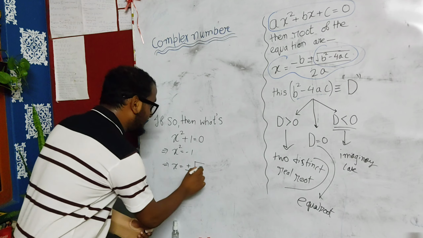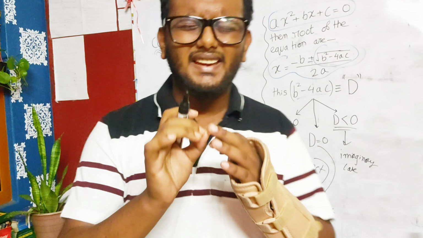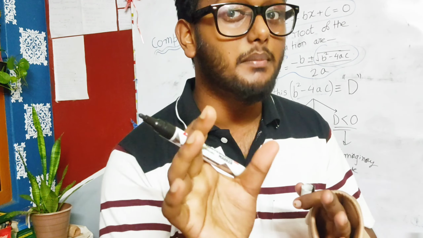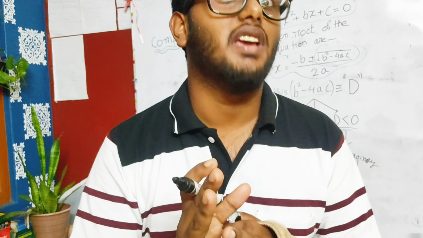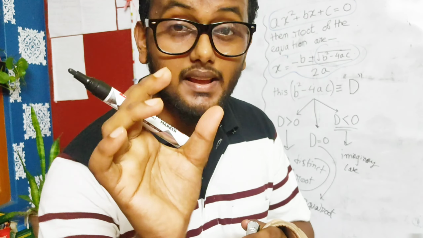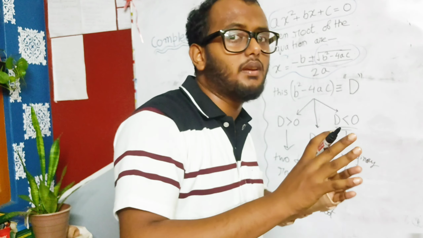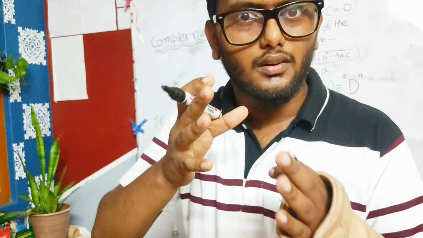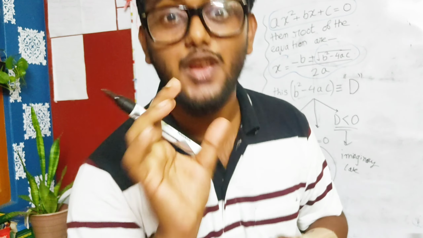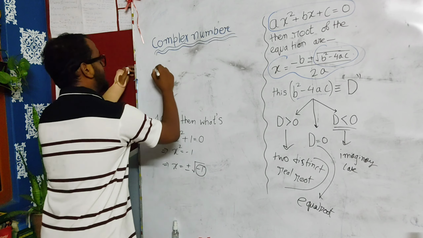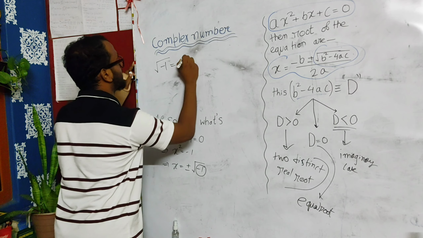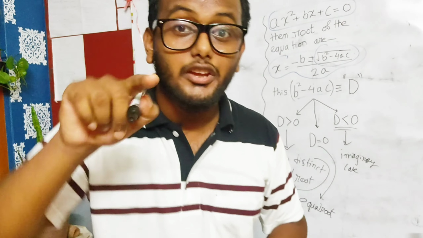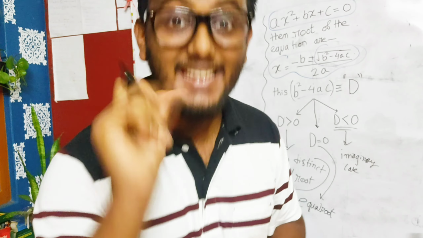Now, to solve this type of problem, when we are getting a negative number inside the square root, what can we do? We are assuming something. Assuming means we are considering this root over minus 1 as something. What something? We are considering this as iota. We are considering root over minus 1 as iota.